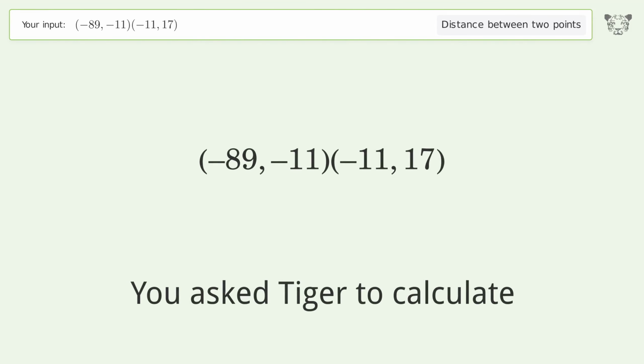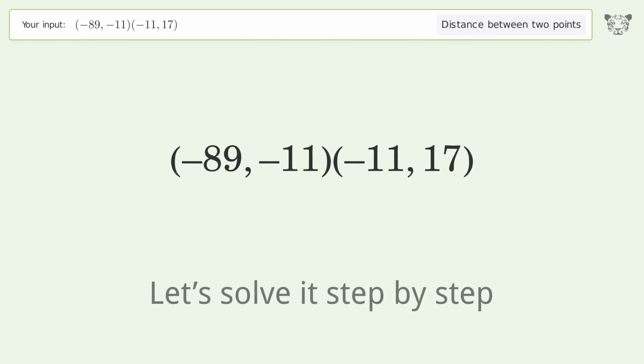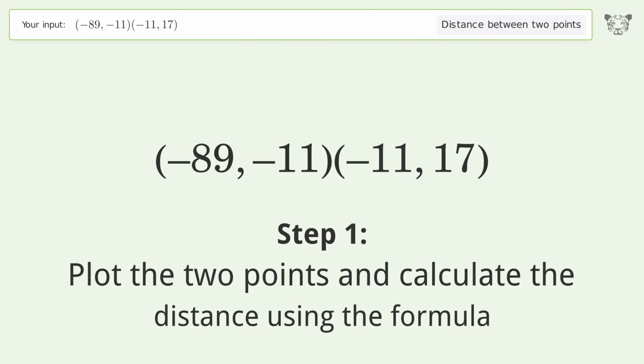You ask Tiger to calculate. This deals with the distance between 2 points. The distance between the 2 points is the square root of 6,868, or 82.873. Let's solve it step by step. Plot the 2 points and calculate the distance using the formula.